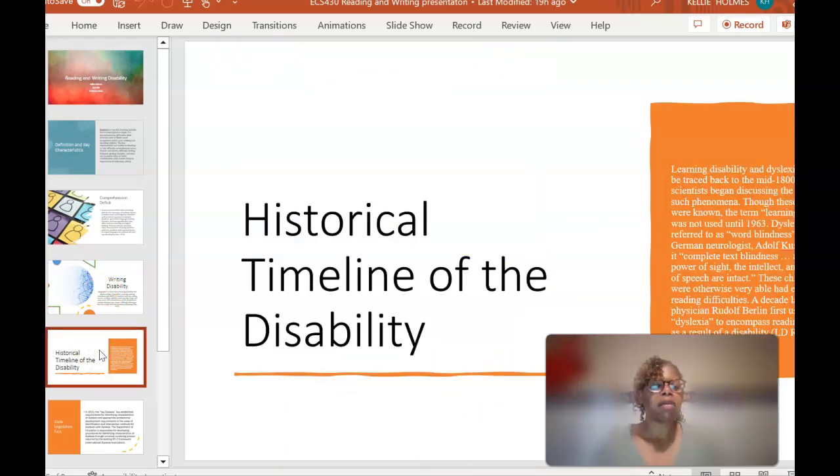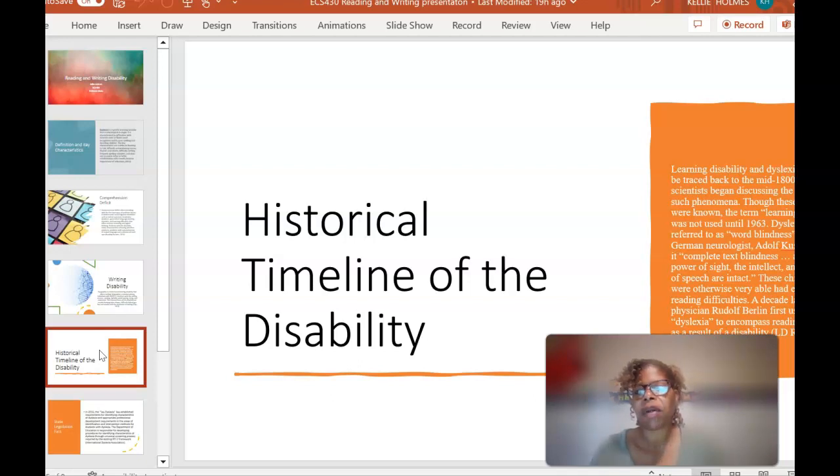Next, we're going to do the historical timeline of the disability. Learning disability and dyslexia history can be traced back to the mid 1800s, when scientists began discussing the existence of such afflictions. Though these afflictions were known, the term learning disability was not used until 1963.